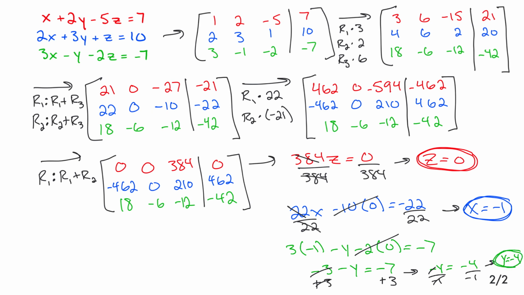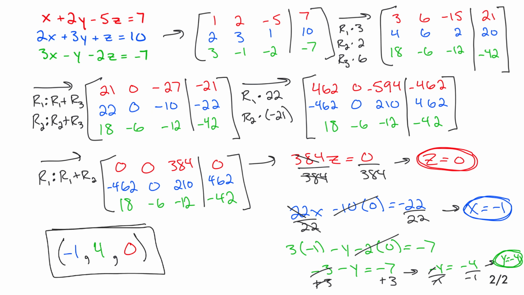And do not leave your answer in this format. We are looking for a location where all three of these functions, if they were graphed in three-dimensional space, would intersect, and they would intersect at the coordinate: my x value is negative 1, my y value is negative 4, and my z value is 0. This is the three-dimensional location where they intersect.